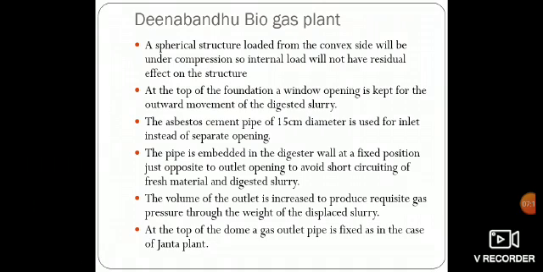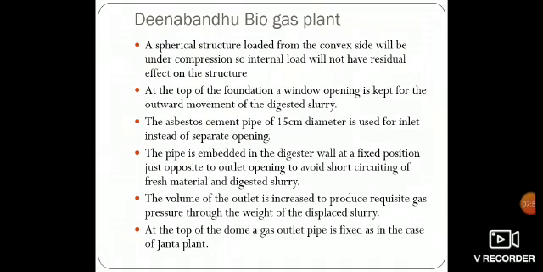A spherical structure loaded from the convex side will be under compression, so internal load will not have a residual effect on the structure. At the top of the foundation, a window opening is kept for the outward movement of the digested slurry. An asbestos cement pipe of 15 cm diameter is used for the inlet instead of a separate opening. The pipe is embedded in the digester wall at a fixed position just opposite to the outlet opening to avoid short circuiting of fresh material and digested slurry.